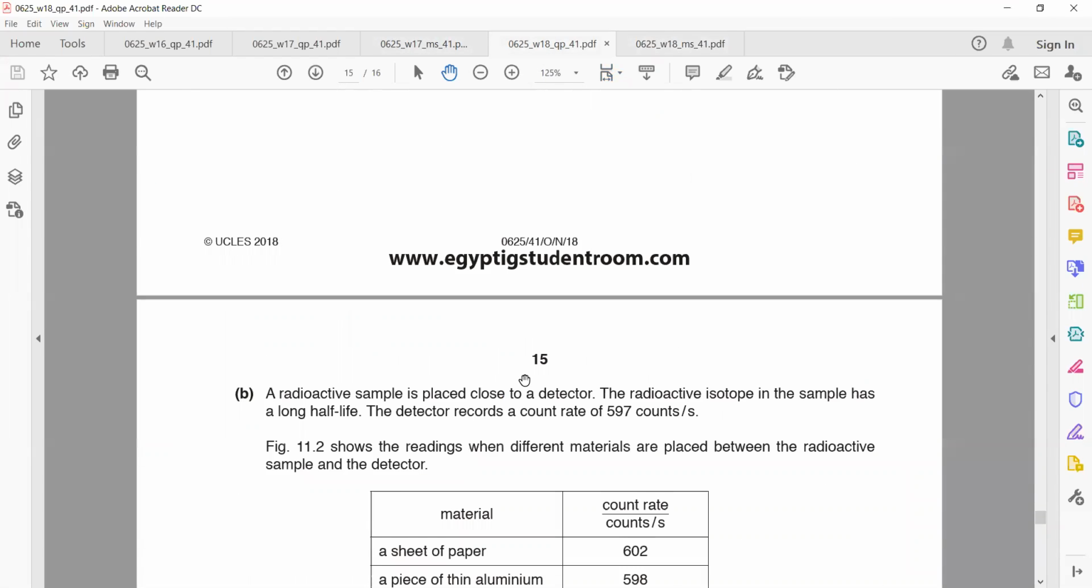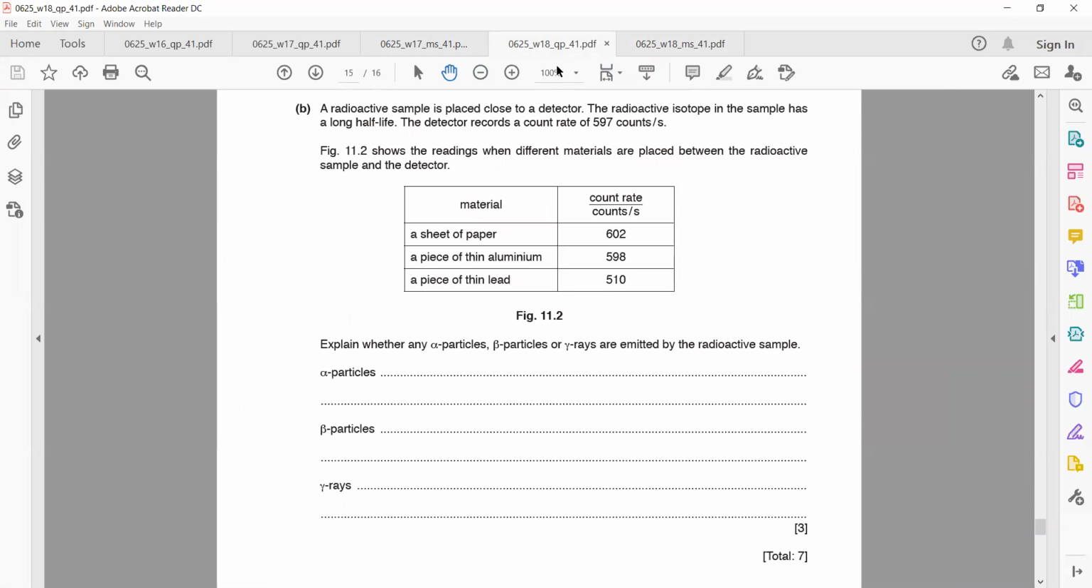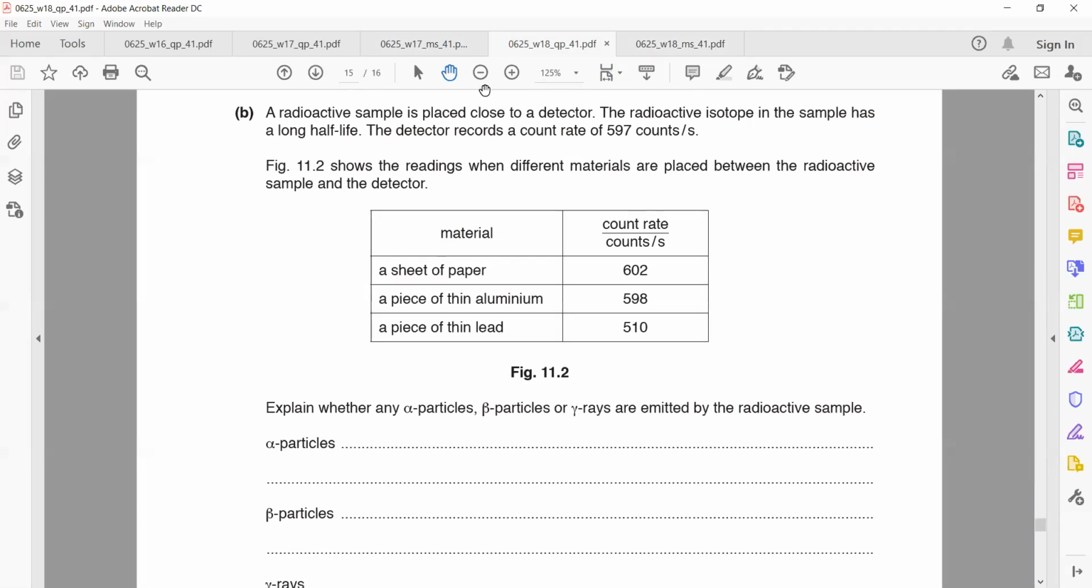Okay, in the next question, a radioactive sample is placed close to a detector. The radioactive isotope in the sample has a long half-life. When we say long half-life, we can say the amount of radiation coming out from the source is not changing, or more or less is constant. For example, if I say half-life is 5,700 years, it means it will take a lot of time to decay. So the radiation coming out, for experimental purposes, can be considered as constant.